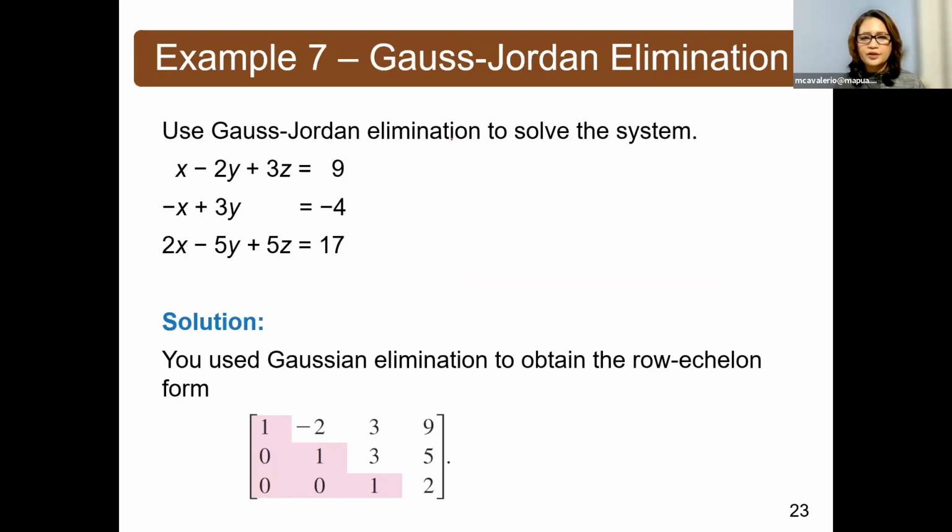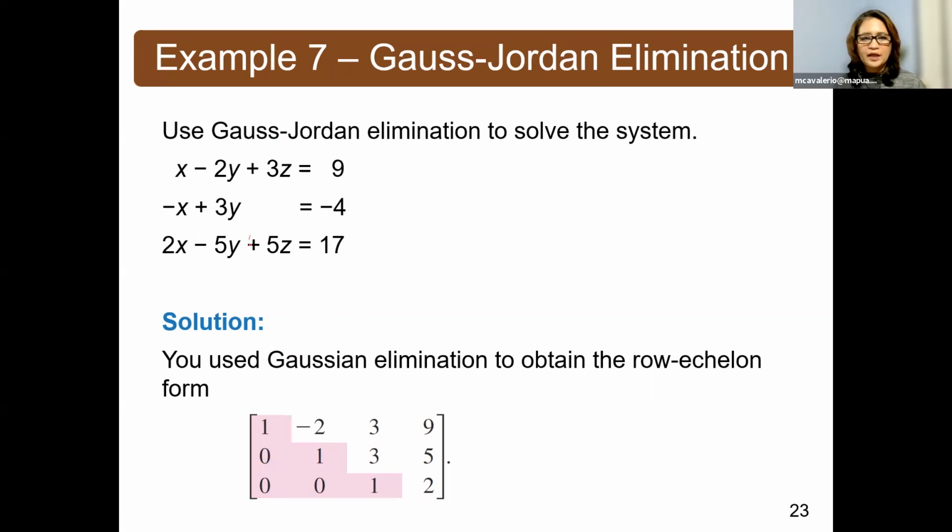Example: use Gauss-Jordan elimination to solve the system. It is actually the same problem that we had earlier. So using the same problem, x minus 2y plus 3z equals 9, negative x plus 3y equals negative 4, 2x minus 5y plus 5z equals 17. We know that Gauss-Jordan elimination is just a continuation of Gaussian elimination. We will already have the row echelon form from the previous problem, which is given by 1, 0, 0, negative 2, 1, 0, 3, 3, 1, and 9, 5, 2.